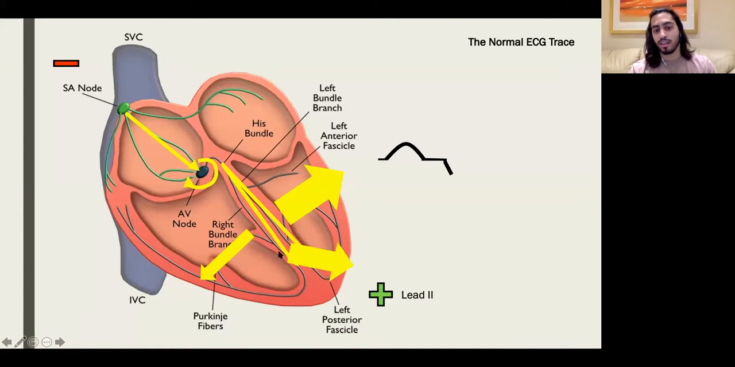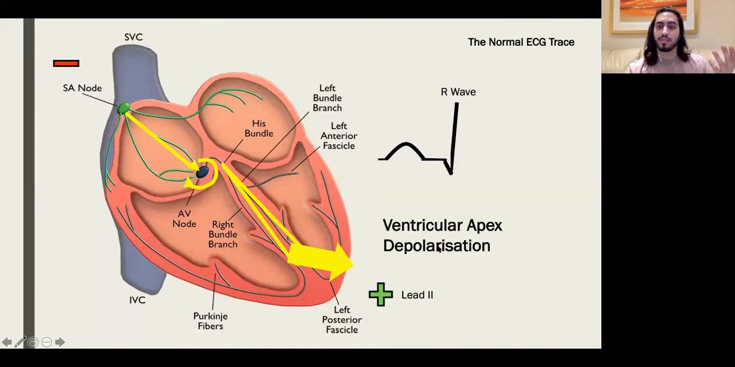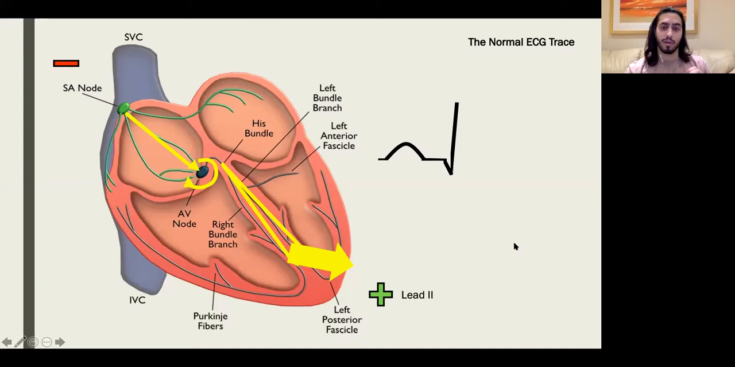So you have a basic mean vector, or the main energy source, actually going to around here, if you think about it. And what is that? That is going towards the positive electrode. If something's going towards the positive electrode, which way is the deflection? Up. So that's where you get your massive R wave that you see on the ECG. That is ventricular apex depolarization, okay? And that's what you see in your QRS complex.